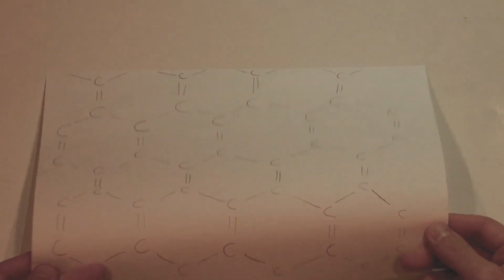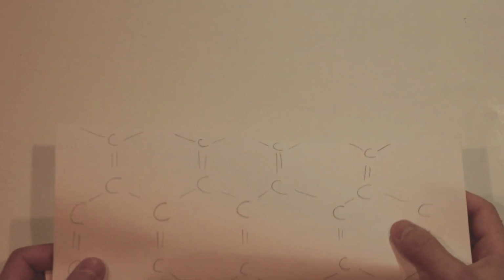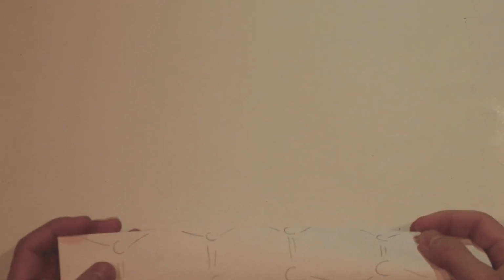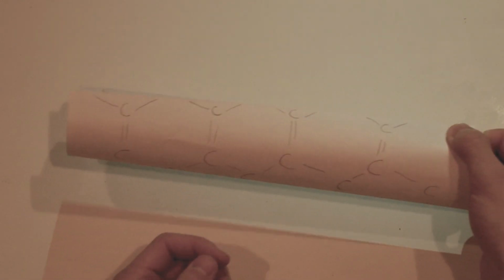Imagine graphene as a sheet of paper. Roll that paper into a long, thin tube. This is essentially what a carbon nanotube is. Carbon nanotubes are rolled tubes made of sheets of graphene that have super cool properties.